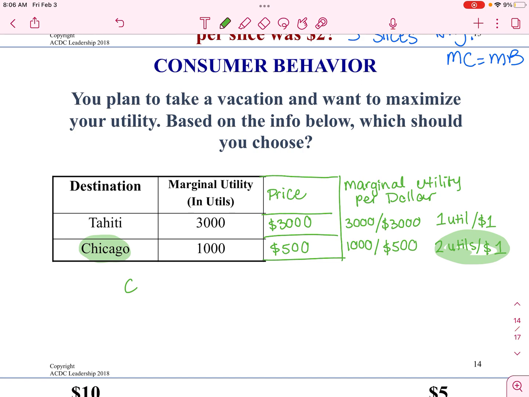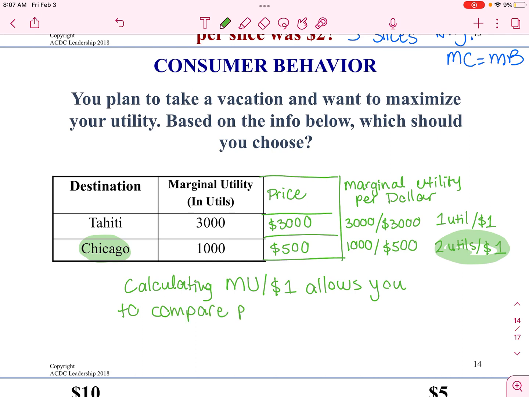Calculating marginal utility per dollar allows you to compare products with different prices. So that is what we are going to do in our next example, and that is also what you're going to be practicing on your 1.6 worksheet.